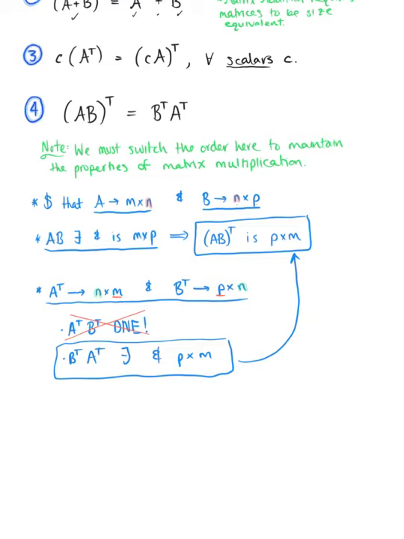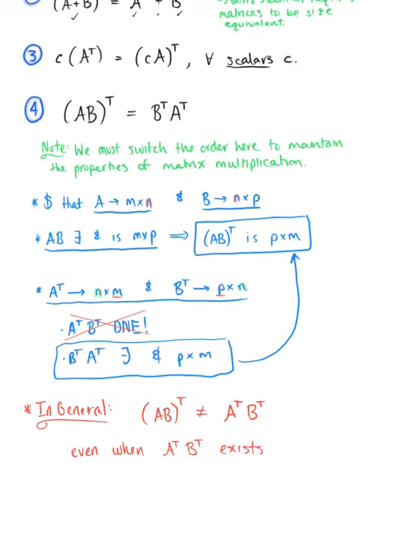So again, this is not a formal proof, but it helps to provide us with a little intuition for property number 4. And one final concluding thought, another general cautionary piece of advice. We say that in general, the transpose of the product of matrix A times matrix B does not equal the transpose of matrix A times the transpose of matrix B. And this is even when the transpose of A times the transpose of matrix B exists. So we just want to keep this in mind as we proceed through computation.